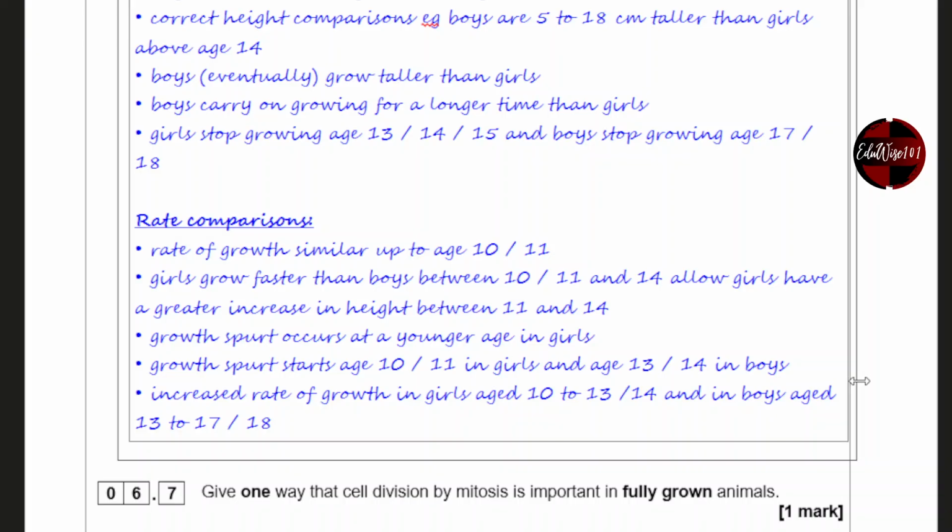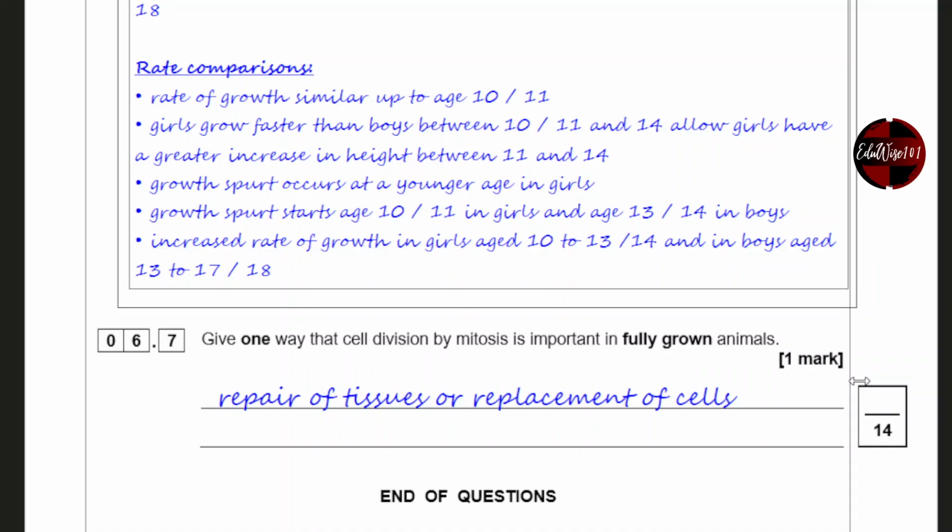Question number 6.7 is the last question in this paper. Give one way that cell division by mitosis is important in fully grown animals. Well, that's an easy answer. It's to repair tissues or to replace dead or worn out cells.